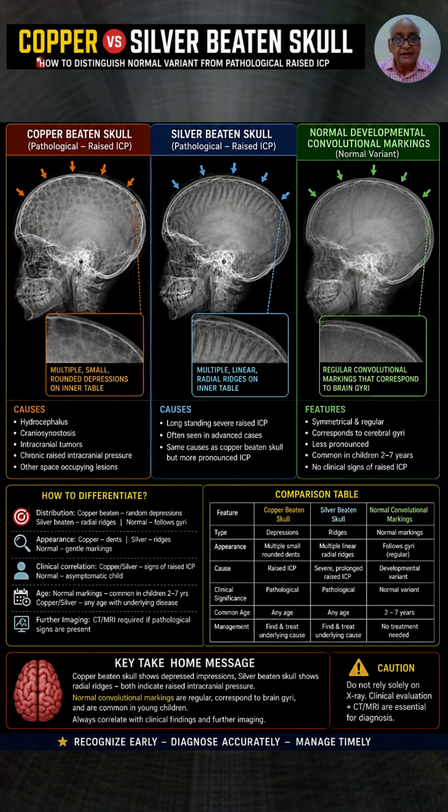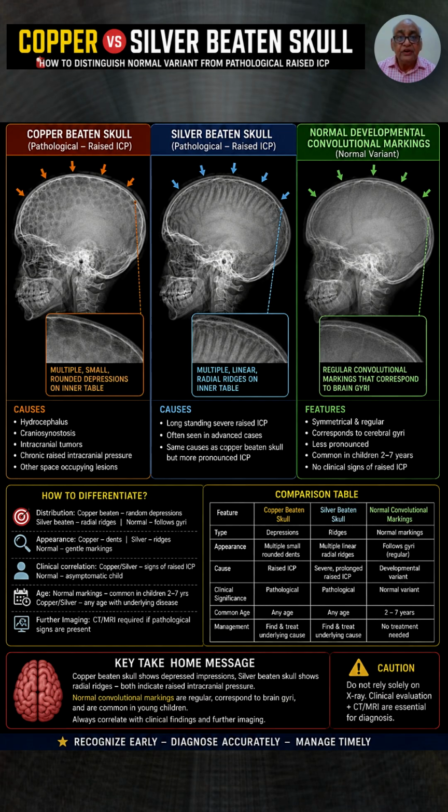First, assess the clinical picture. Headache, vomiting, papilledema, increasing head circumference, developmental delay, or sixth nerve palsy should immediately raise concern for raised intracranial pressure. Second, evaluate the extent and severity of the markings. Diffuse, deep, and widespread impressions involving much of the calvarium are more suspicious than mild, localized markings.